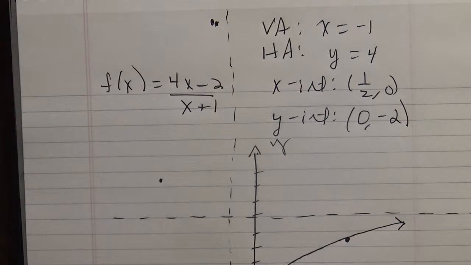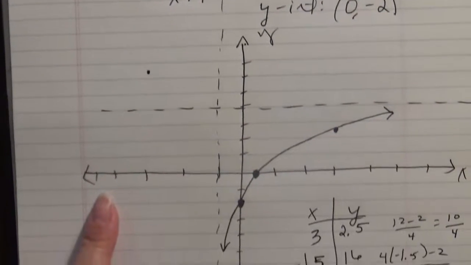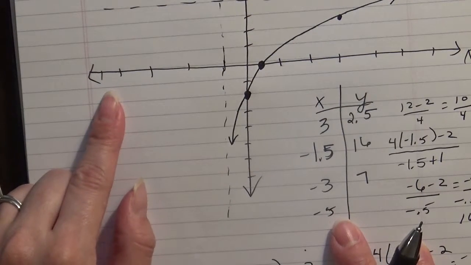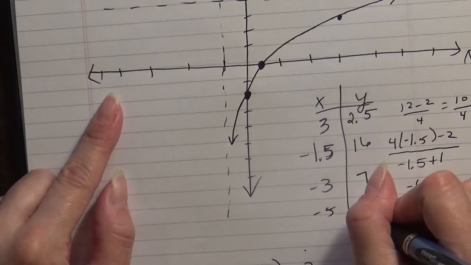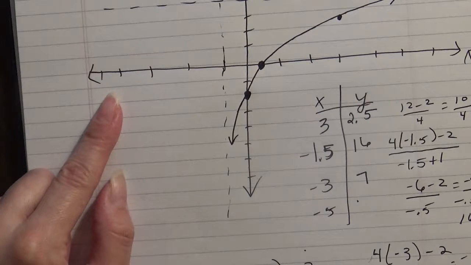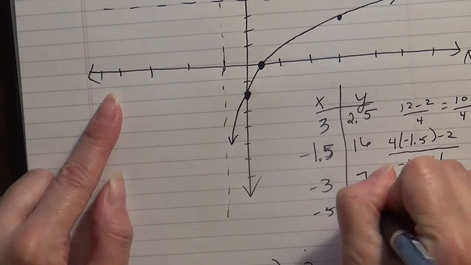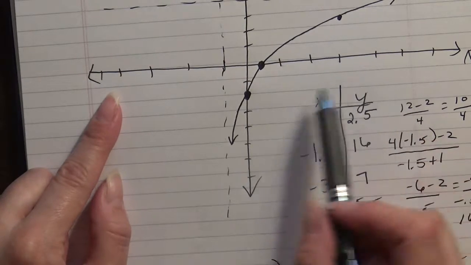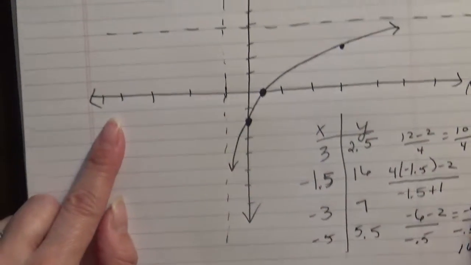You should be getting 22 fourths. That would be 11 halves, which would be 5 and a half, 5.5. So when I put negative 5 for x, I'm getting 5.5 for y.